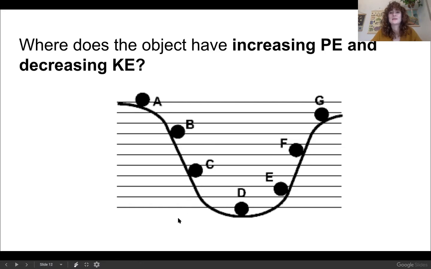What about the opposite? Where would the object have increasing potential energy, meaning it's getting higher, and decreasing kinetic energy, which means it's slowing down? That's right, it's going to be points E or F. When it's going up the hill, it's gaining potential energy, but it's going to be slowing down because of gravity. So E or F.